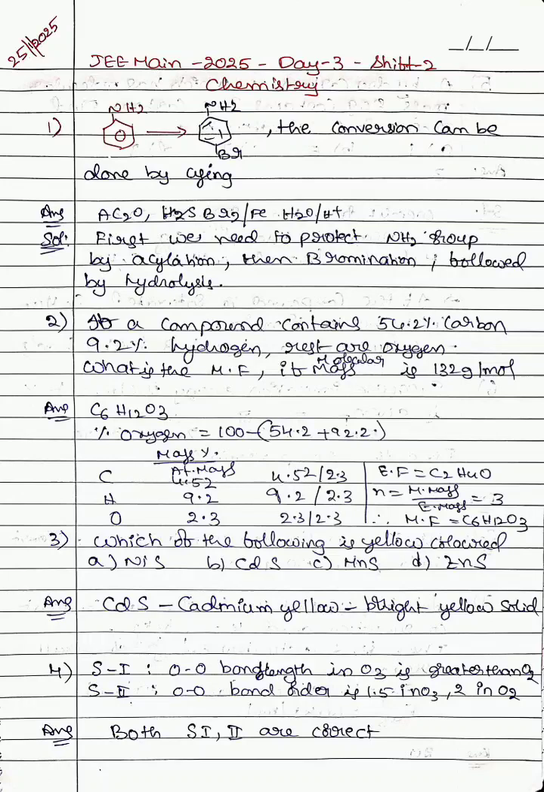Next one, which of the following is a yellow colored one? If we consider cadmium sulfide, it is a bright yellow colored solid. As a known fact, we need to remember this. Next one, statement type question. Statement 1: O-O bond length in O3 is greater than O2. Statement 2: O-O bond order is 1.5 in O3, 2 in O2. Yes, both the statements are correct.